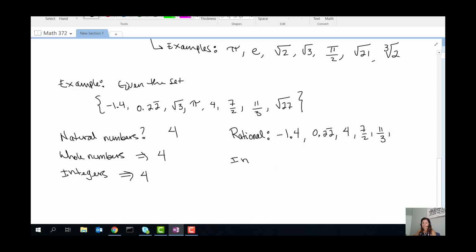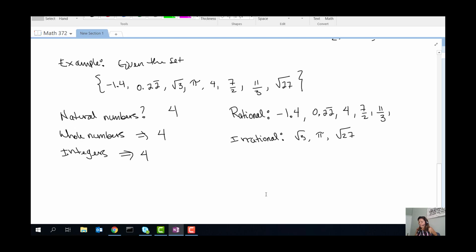And so what about the irrational? So the irrational numbers here will be the square root of 3, pi, and the square root of 27. Now together, the rational and the irrational numbers make the set that's called the real numbers. So when you see something say the real numbers, that includes everything, the rational and the irrational. So that is our largest set when we work in algebra.